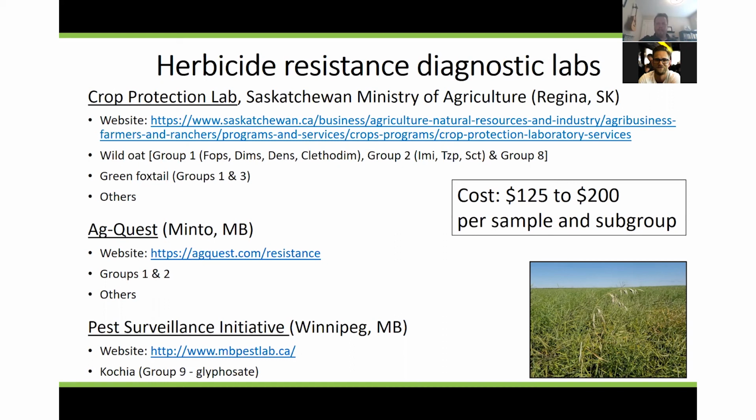In general, the cost for testing a sample for resistance, so one sample for resistance to one mode of action or subgroup within that mode of action, is about $125 to $200, which, if you compare that to potential herbicide failure in a subsequent year, that cost is very low, and it's an excellent investment that will help guide herbicide control decisions in subsequent years.